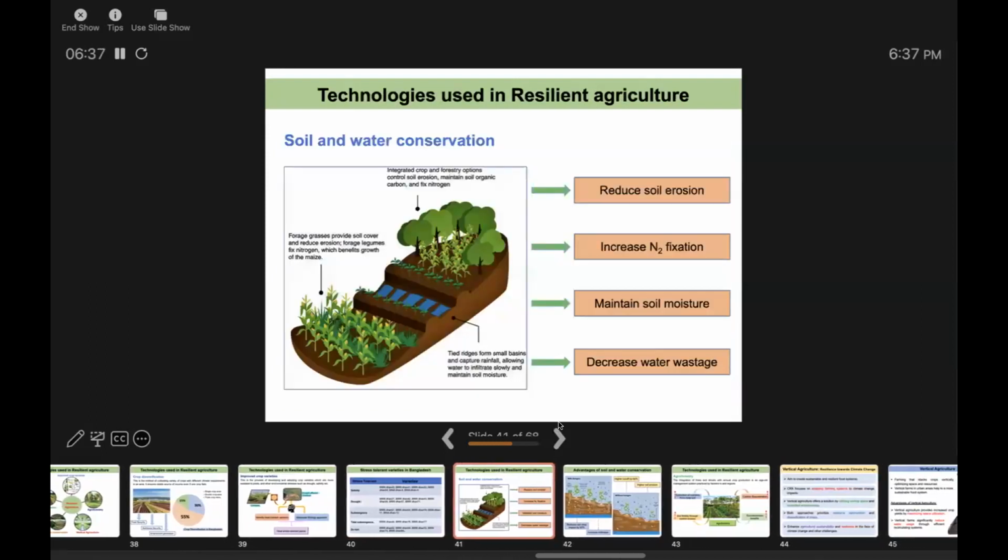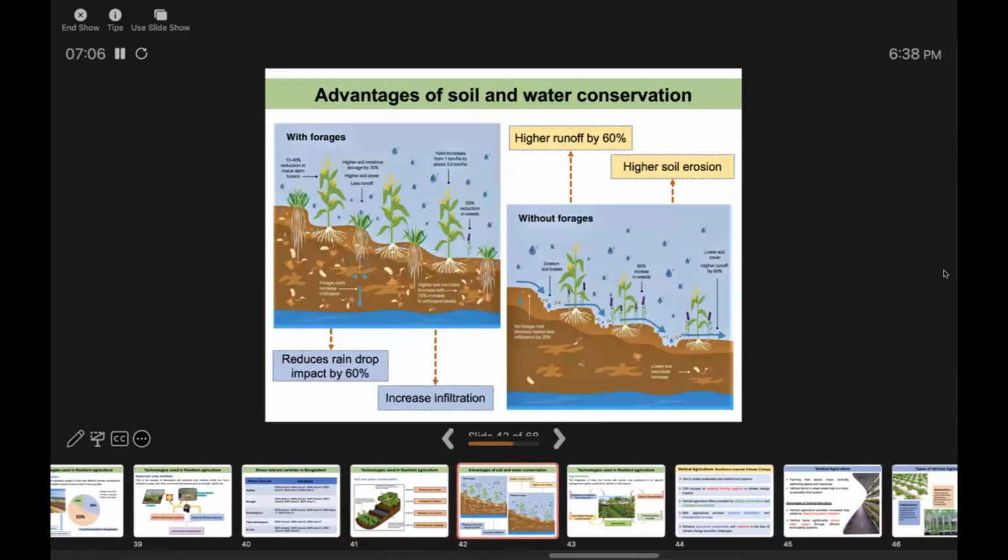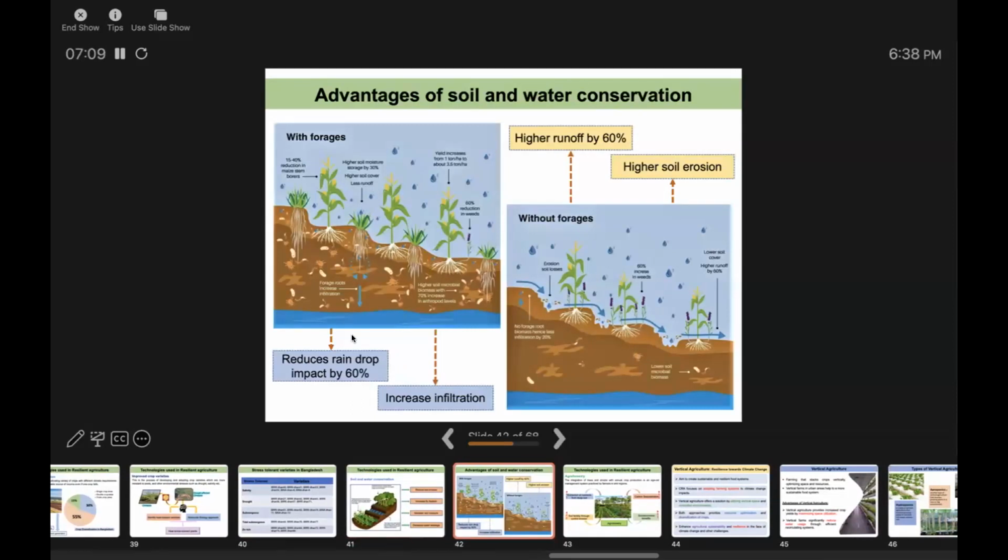Another technology for resilient agriculture is soil and water conservation. It means we have to conserve soil, and in that case we can practice agroforestry techniques, forest and integrated farming, which can reduce soil erosion, increase nitrogen fixation, maintain soil moisture, and decrease water wastage. All these factors impact the growth of the crops. Here is a scenario with forest in the left figure, and in the picture on the right, without forest, there is an increase in soil erosion that causes degradation of the soil.